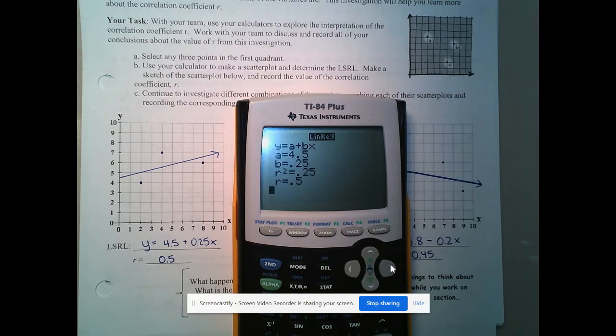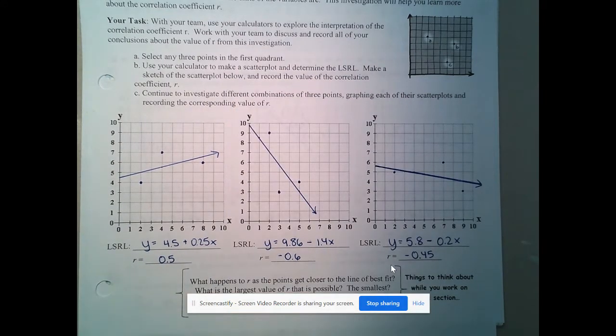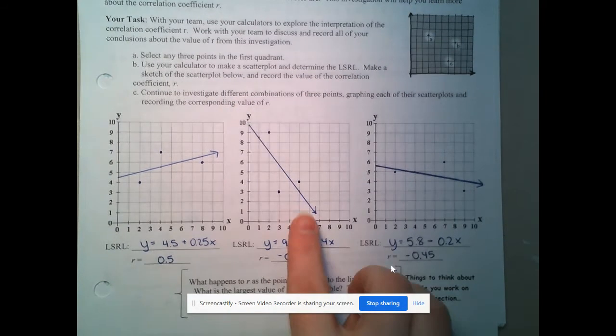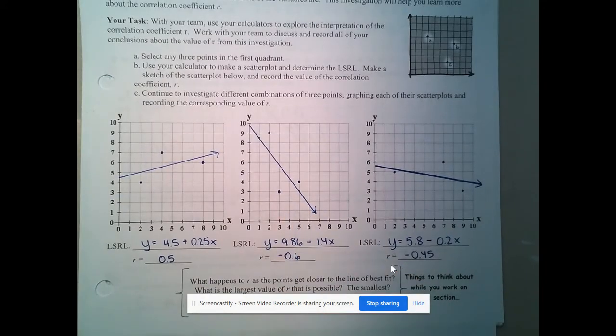We haven't talked about what that number means, but you would write it down and say, okay, great, this one has an R of 0.5. You can see on the page there were 2 other examples as well. I picked 3 points that had a negative correlation, so they had a slope of negative 1.4. You'll notice that R is also negative. So on here, the slope was 0.25, and I had a positive correlation coefficient. The slope was negative 1.4, so I had a negative correlation coefficient.